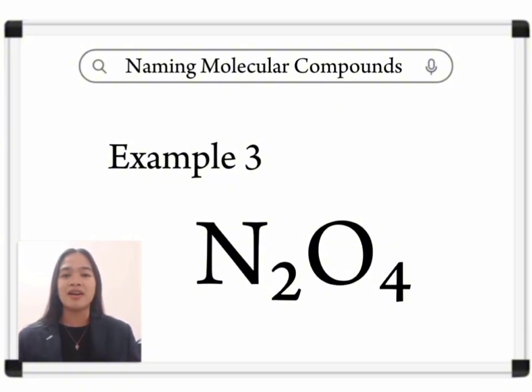We then change oxygen to oxide because tetra ends in a vowel and oxide begins with a vowel. One vowel is dropped, resulting in tetroxide. Putting everything together, the correct name of the compound is dinitrogen tetroxide.